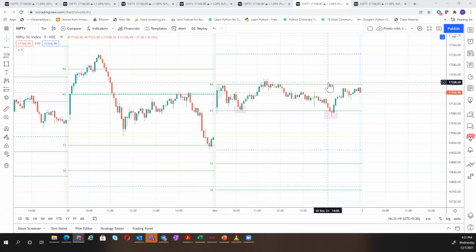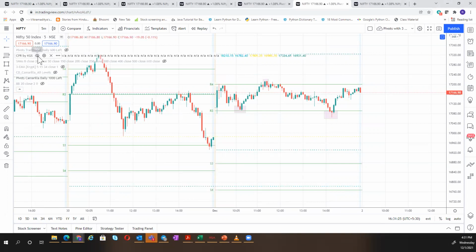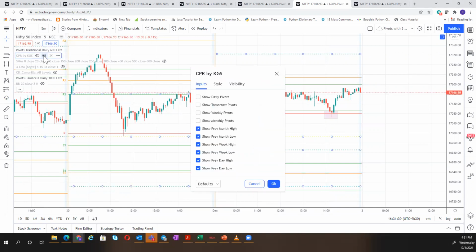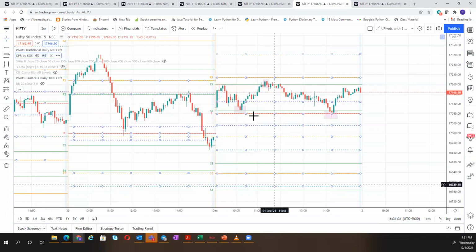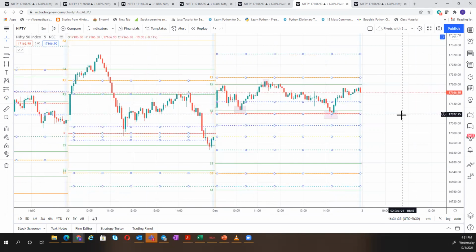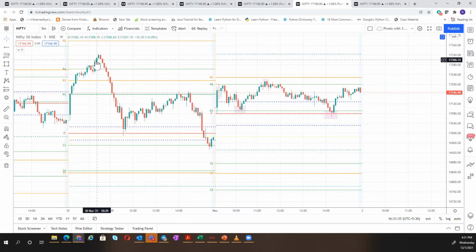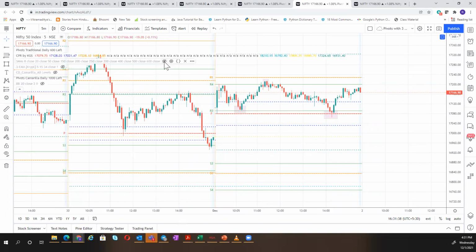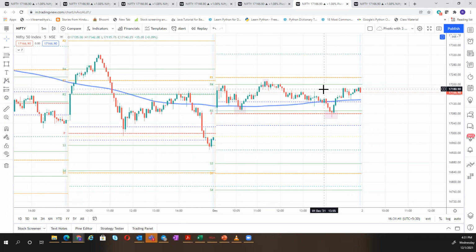So I usually use both pivots and candle pivots, but today initially this would be my setup. We have the daily CPR so that you can identify levels, and there is something which I always use. This is the 200-day moving average. Now this is the central pivot.